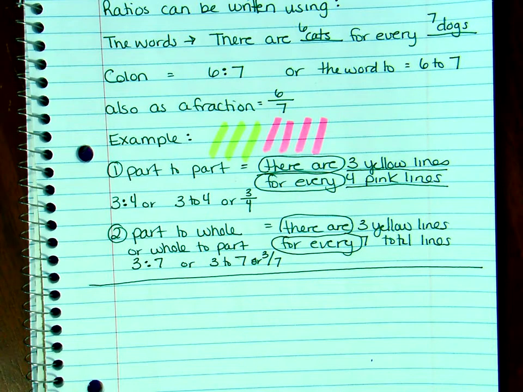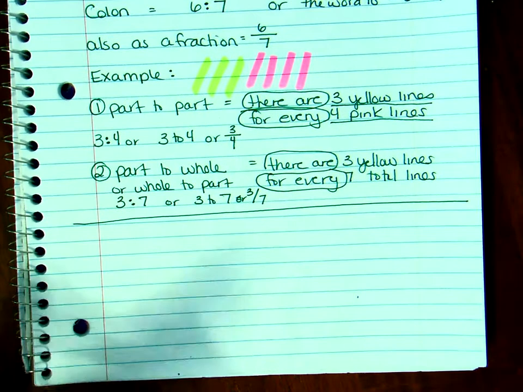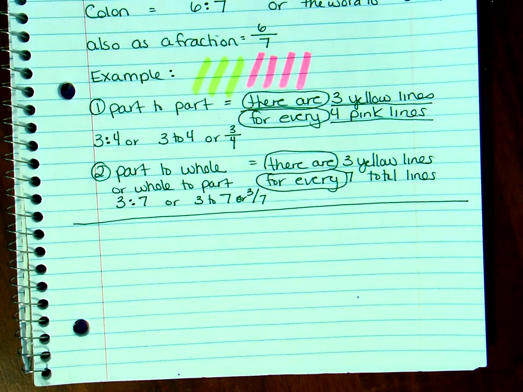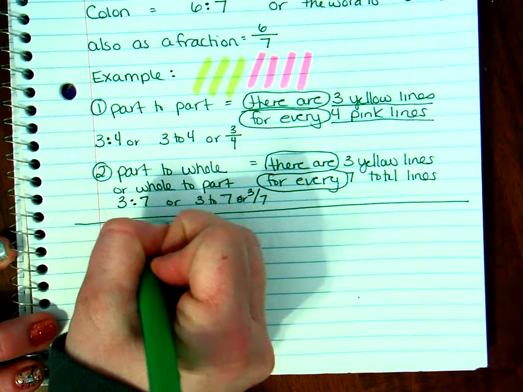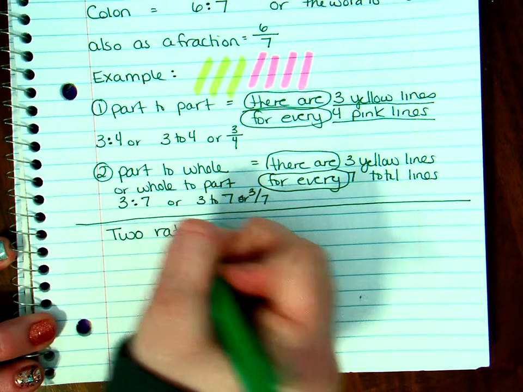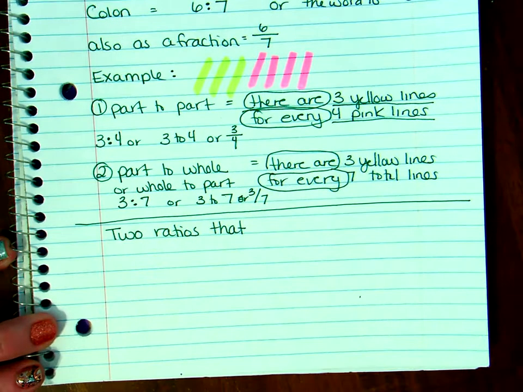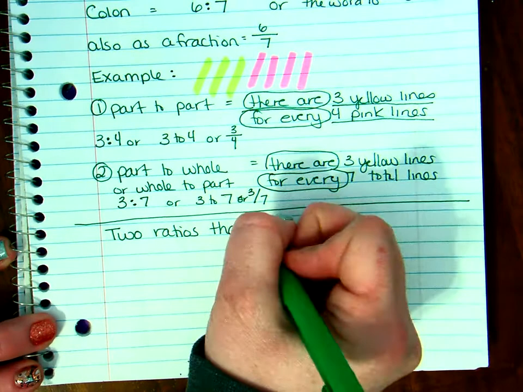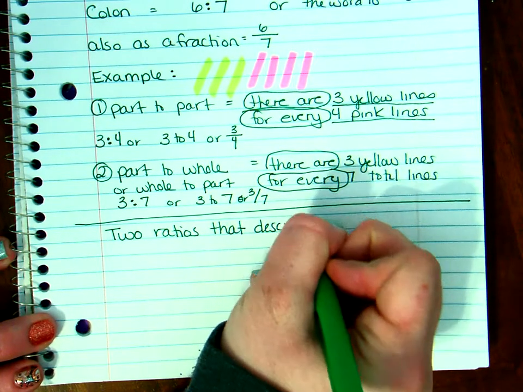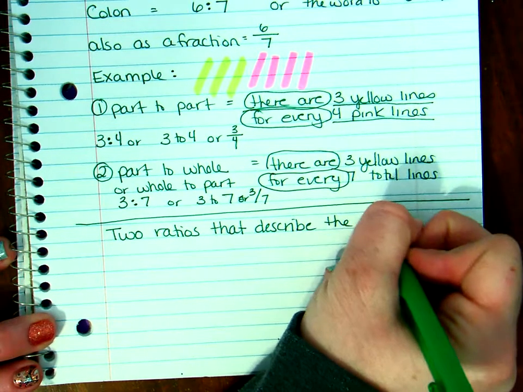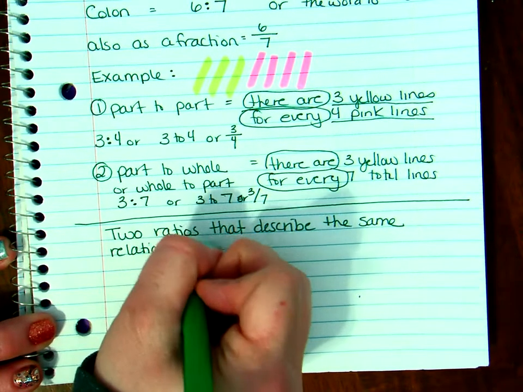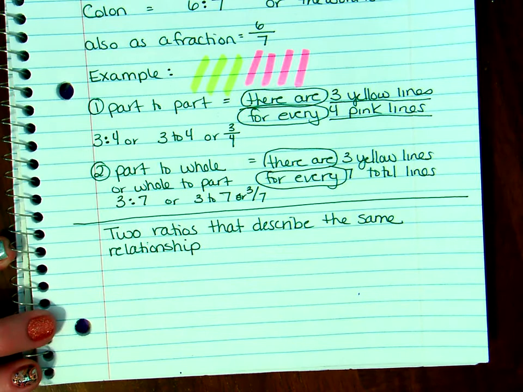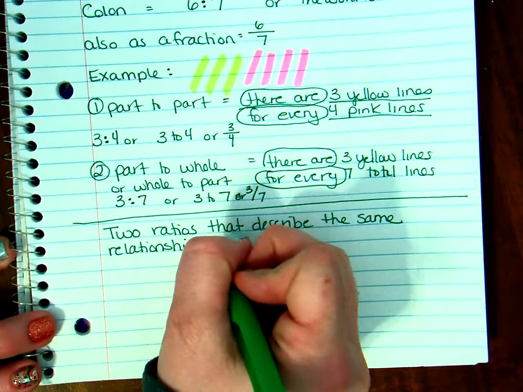All right, so we're going to turn the page a little bit and move from just a brief explanation of what a ratio is to now we're going to talk about equivalent ratios. So 2 ratios that describe the same relationship are equivalent ratios.